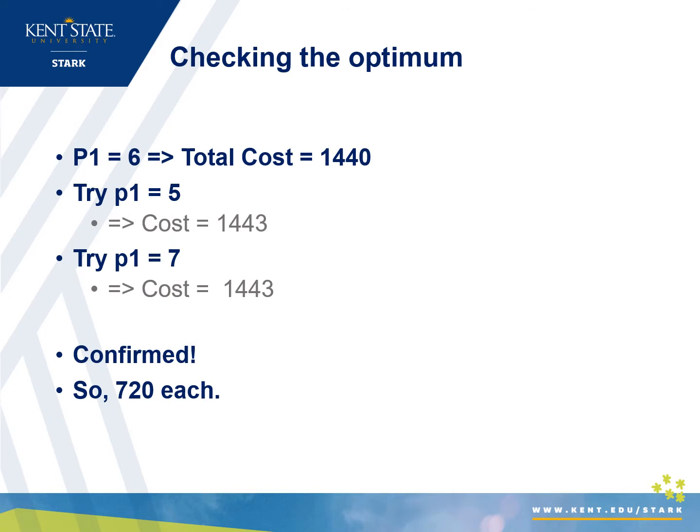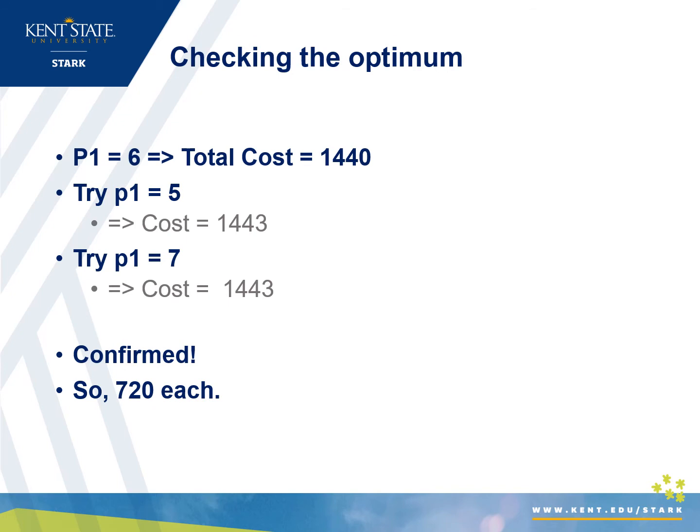Now, in order to check this optimum, what I wanted to do is just see what happens if I adjust one of the levels of pollution just a little bit. So we know that if polluter number 1 is polluting 6 and polluter 2 is polluting 6, our total cost is $1,440. So what if we take polluter 1, have them produce just a little bit less pollution, push them down to 5? In that case, the cost rises to $1,443. And if we push them a little bit higher, up to 7 rather than 6, it also increases to $1,443. So this would help us to confirm that $1,440 is the lowest cost that we can possibly achieve, and that is achieved when both polluter 1 and polluter 2 are each producing 6 units of pollution.